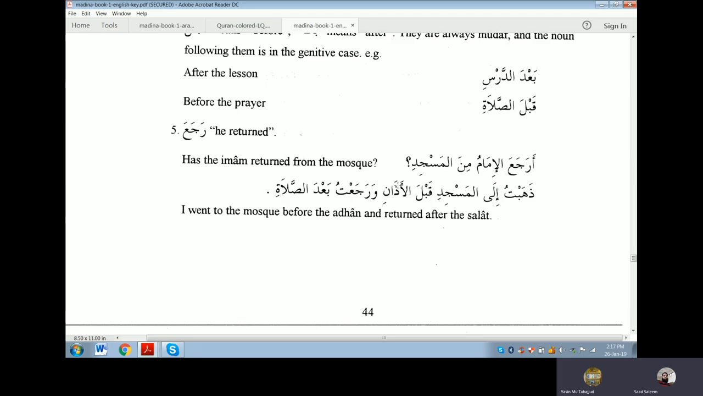Zahabtu ilal masjid qablal adhani wa raja'tu badas salat. I went to the mosque before the Adhan and returned after the Salah. So he's telling you that after the word Qabla and after the word Bada, we use kasra on the next word. The next word is always majrur.